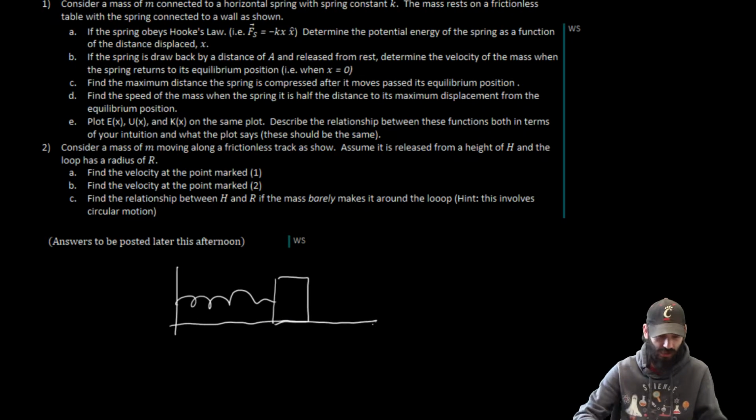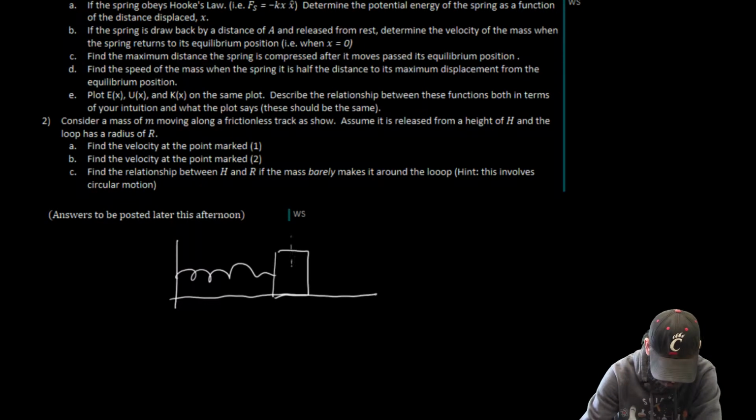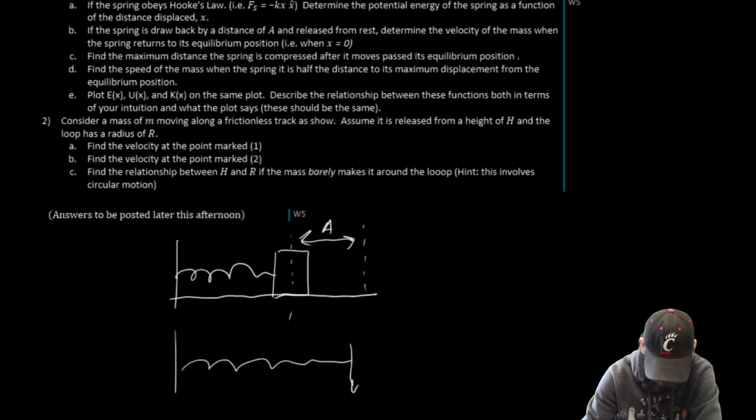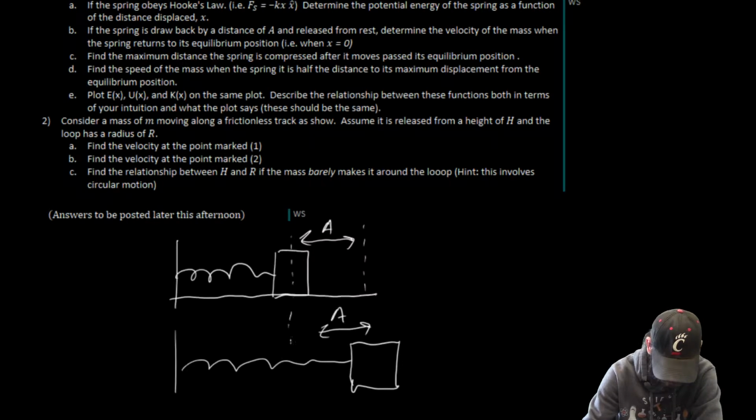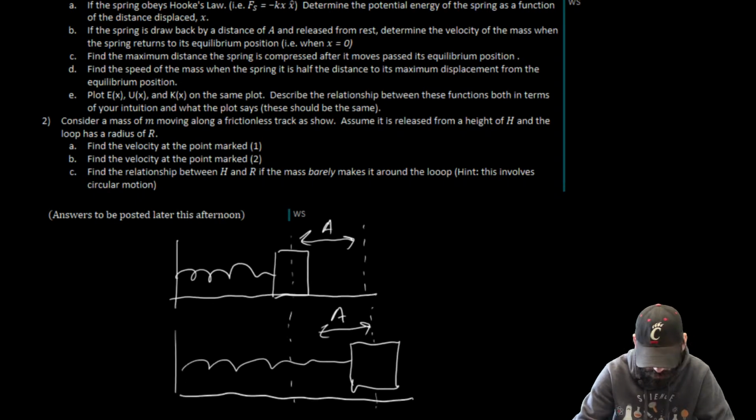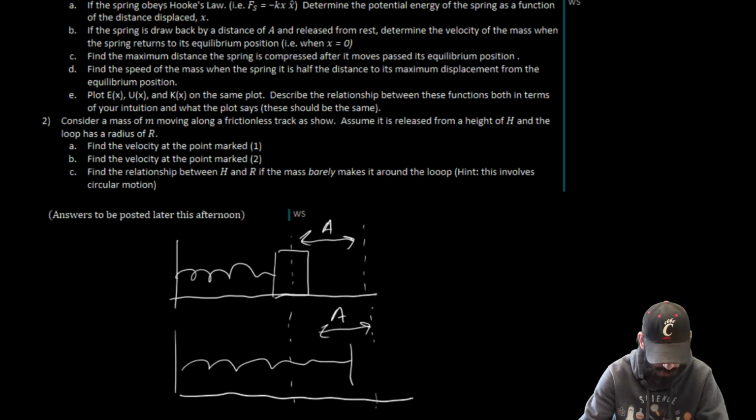Okay. Now, this is going to be the equilibrium position, right? And then we're going to draw back some distance of a. So here's some distance of a, and we can say that we drew the spring back by an amount like this. So this is going to be the distance of a. Okay. And so the first thing that we'd like to do is determine what the potential energy function is going to be.